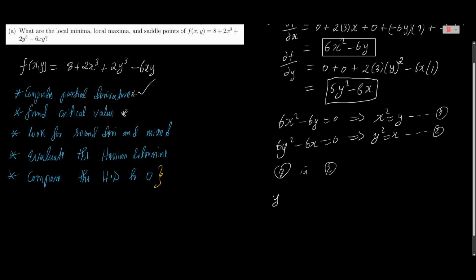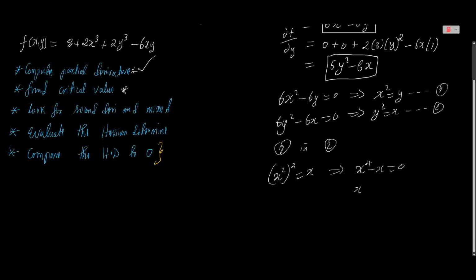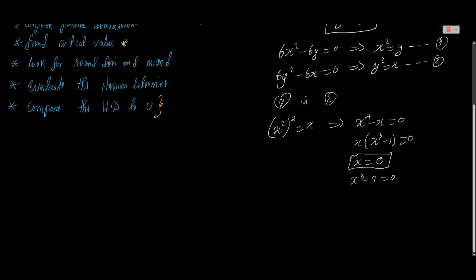We're going to have y, but we know that y is x squared, so x squared, all that squared will simply be x, which implies that x to the power 4 minus x will be 0, which implies that x times x cubed minus 1 is 0, right? And this implies that x is either 0 or x cubed minus 1 is also 0. So here we can already identify that one of the solutions is x equal to 1.